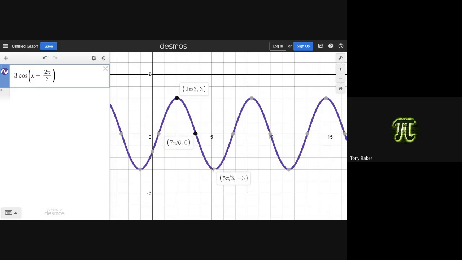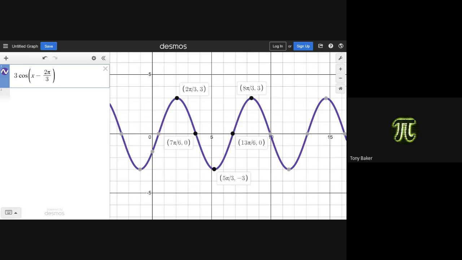Now we have our 7 pi over 6, our 5 pi over 3, 13 pi over 6, and 8 pi over 3. Yes. If the phase shift was pi over 2, it could be actually in that case either one. So if your phase shift is pi over 2, because that's the shift from sine to cosine, they would look identical.